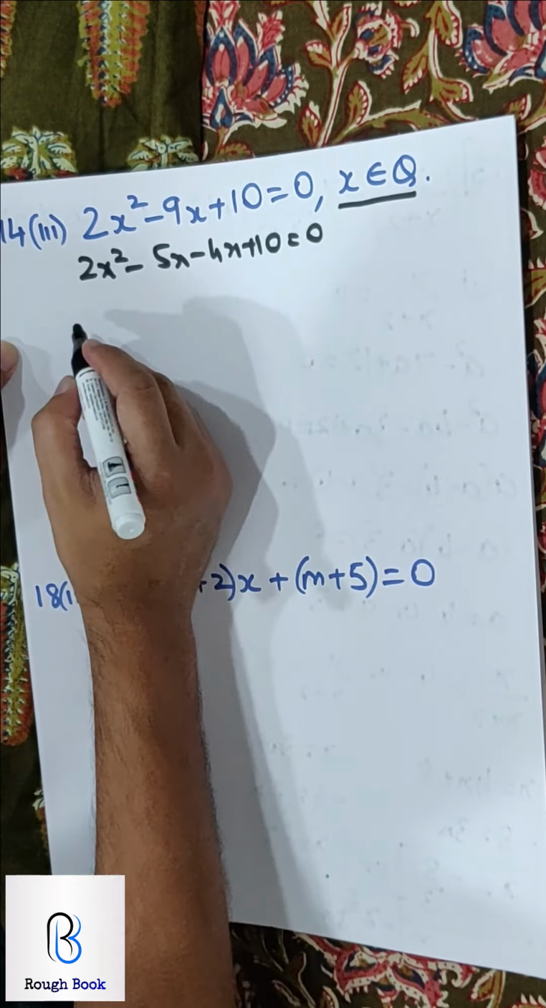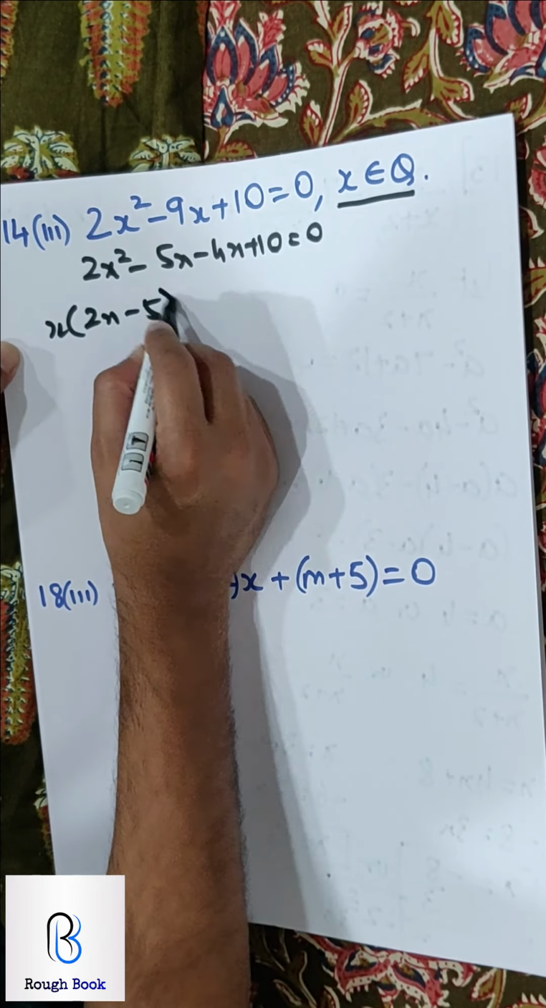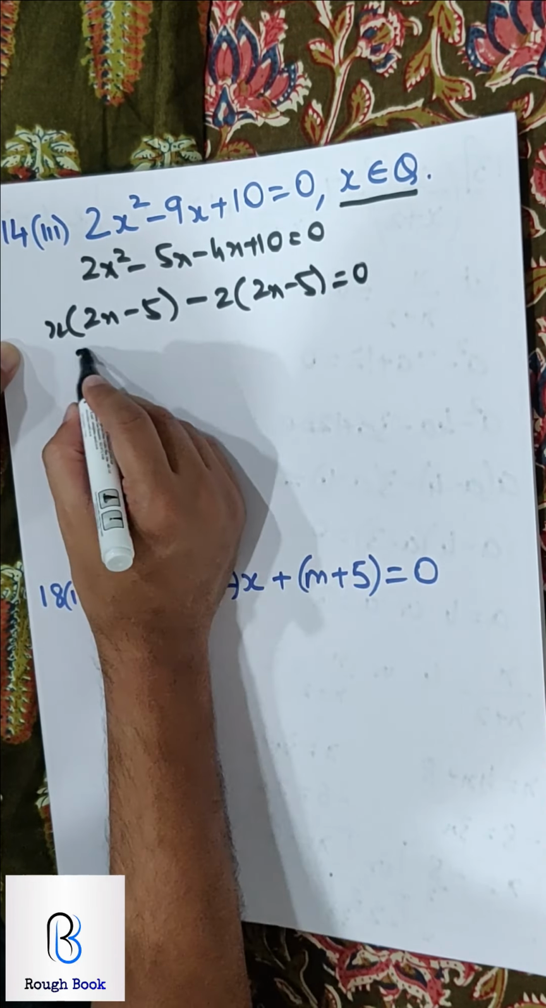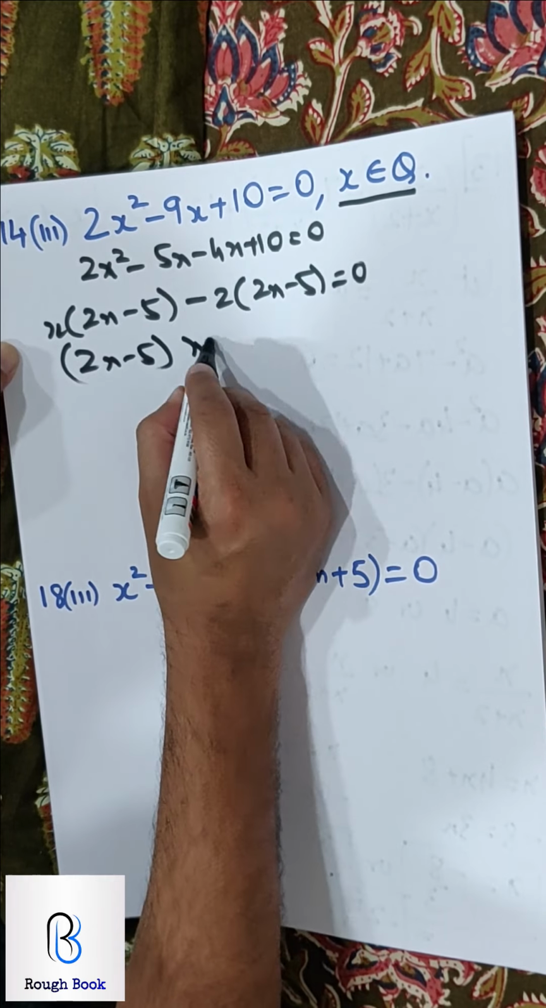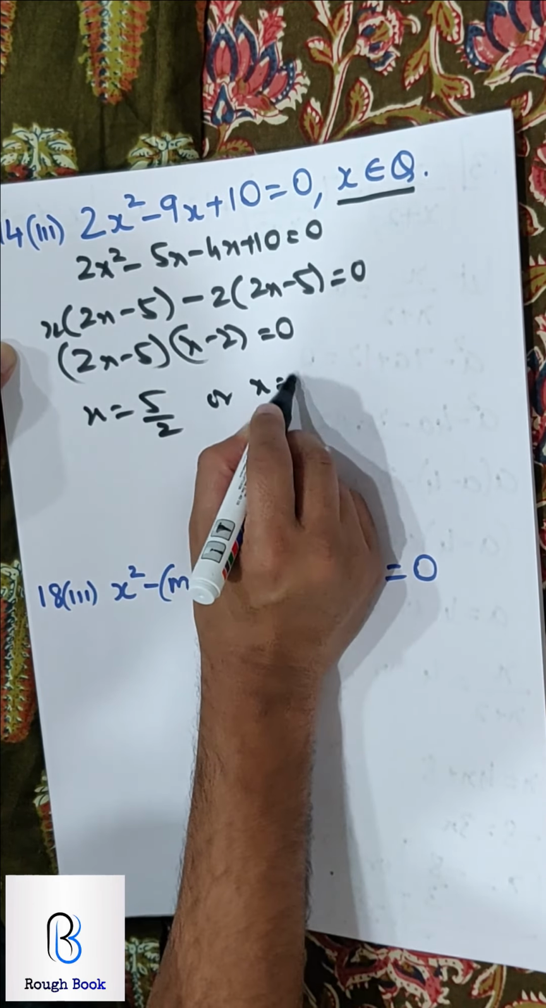5 4s are 20. So what is common? x. So 2x minus 5. Here 2 common. So 2x minus 5. So I get 2x minus 5 times x minus 2. So x becomes 5 by 2 or x becomes 2.